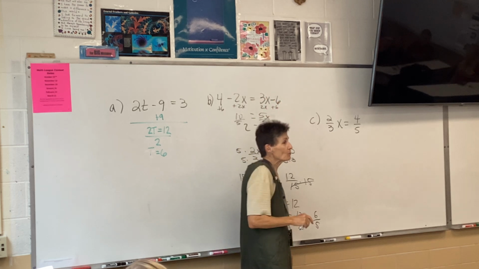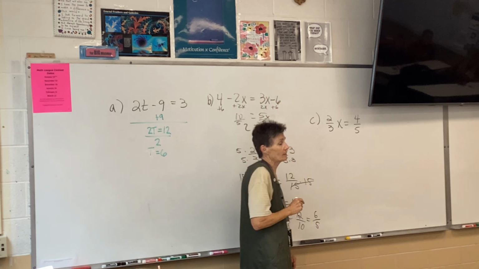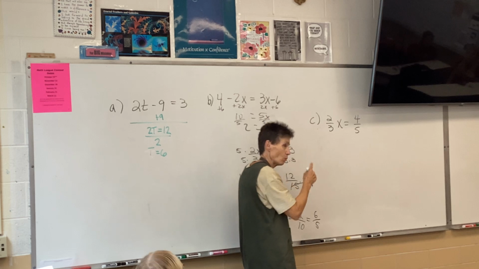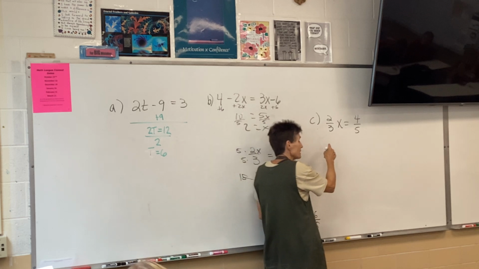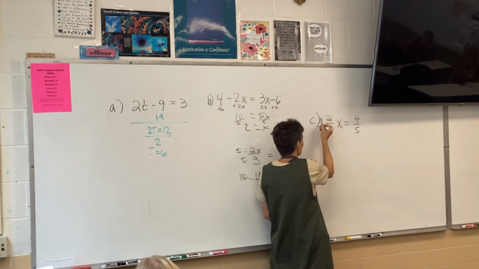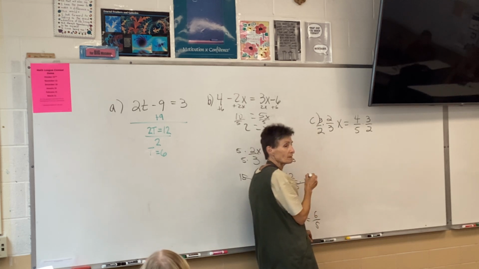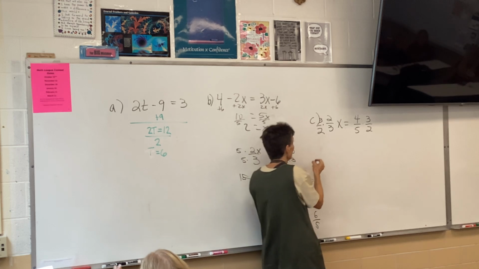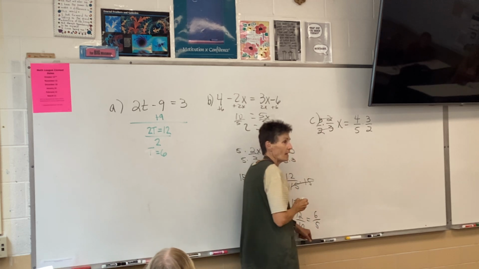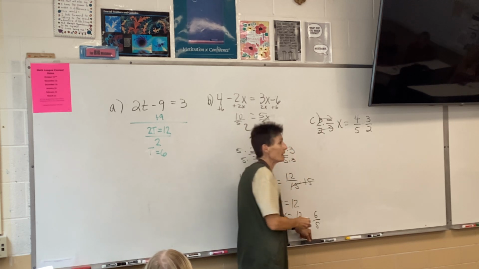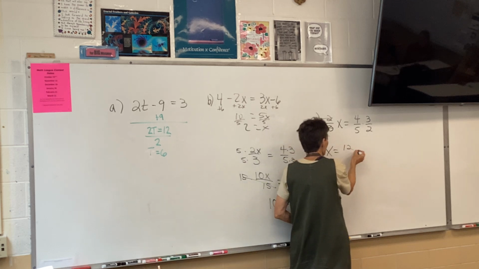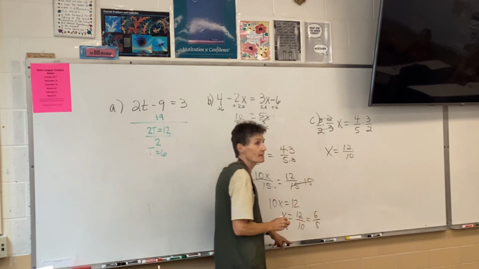Alright, so you have Mrs. Field. She always told you to solve these by multiplying by the reciprocal. Because when you multiply by the reciprocal, don't these all cancel out? And x equals 12 tenths, which is 6 fifths.